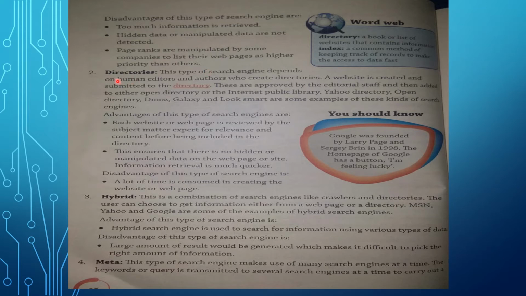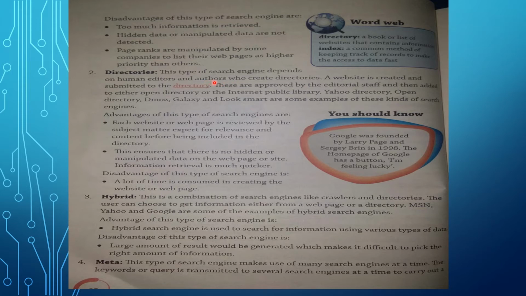So, directories. This is another type of search engine. What is a directory actually? A directory is a book or a list of websites that contains information. It also depends upon human editors and authors, like those who have written books are called authors.